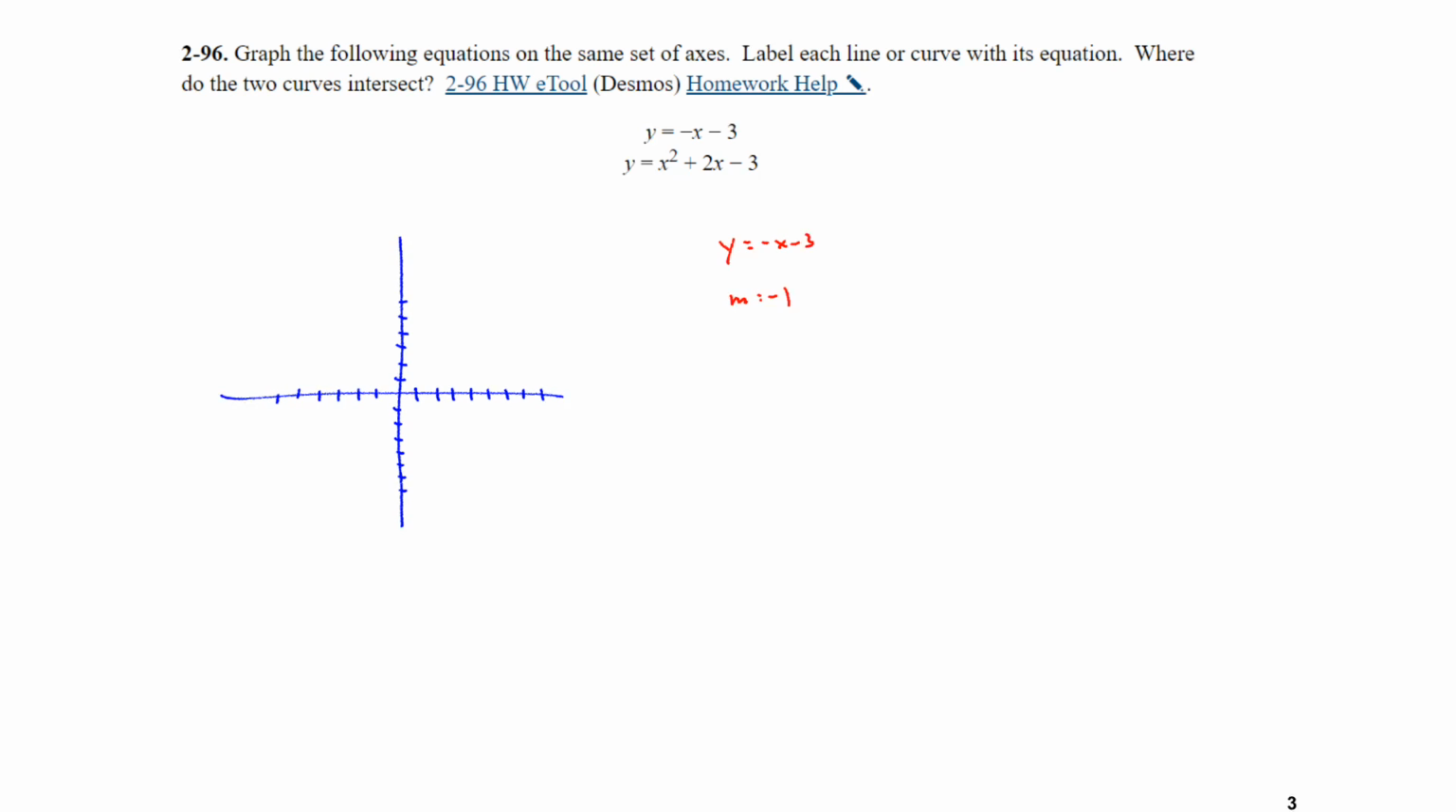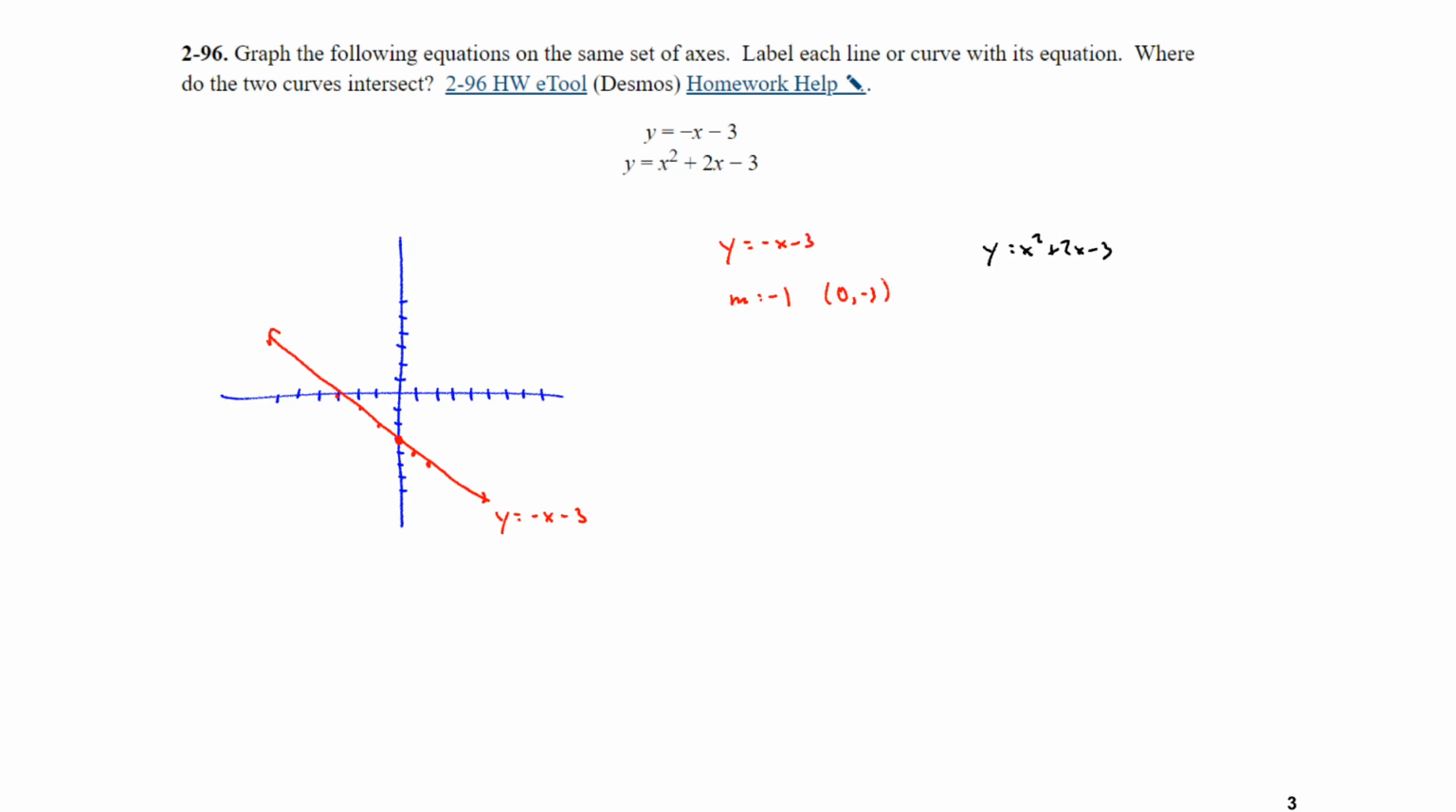The slope would be negative 1 with the y-intercept at (0, negative 3). So here, and then we'll go down 1 over 1. Once again, since I don't have the coordinate plane on here, it's going to be somewhat of a sketch, but I'll try to get an accurate enough graph that we can find where the intersection is. So we want to label this line since we are going to graph another equation. Alright, and then we'll take the second one, y is equal to x squared plus 2x minus 3.